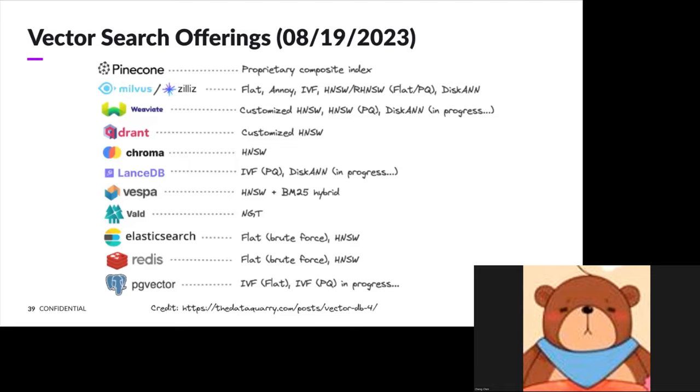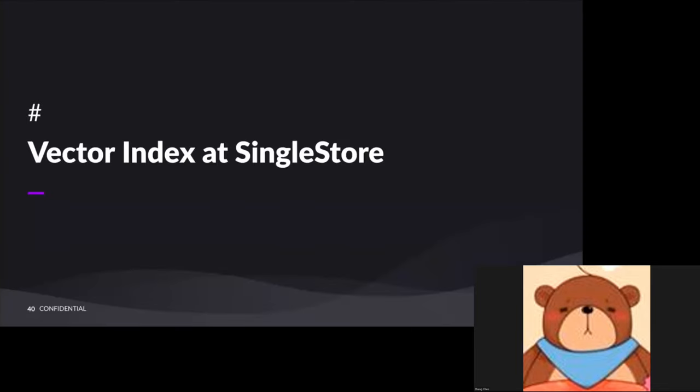So that being said, the main point I want to make here is that SingleStore vector search is implemented in an algorithm-agnostic approach that allows us to plug in any vector index algorithm. And we commit to adding more vector index algorithms with different characteristics and improving the existing ones. So now let's see how we build vector index at SingleStore.